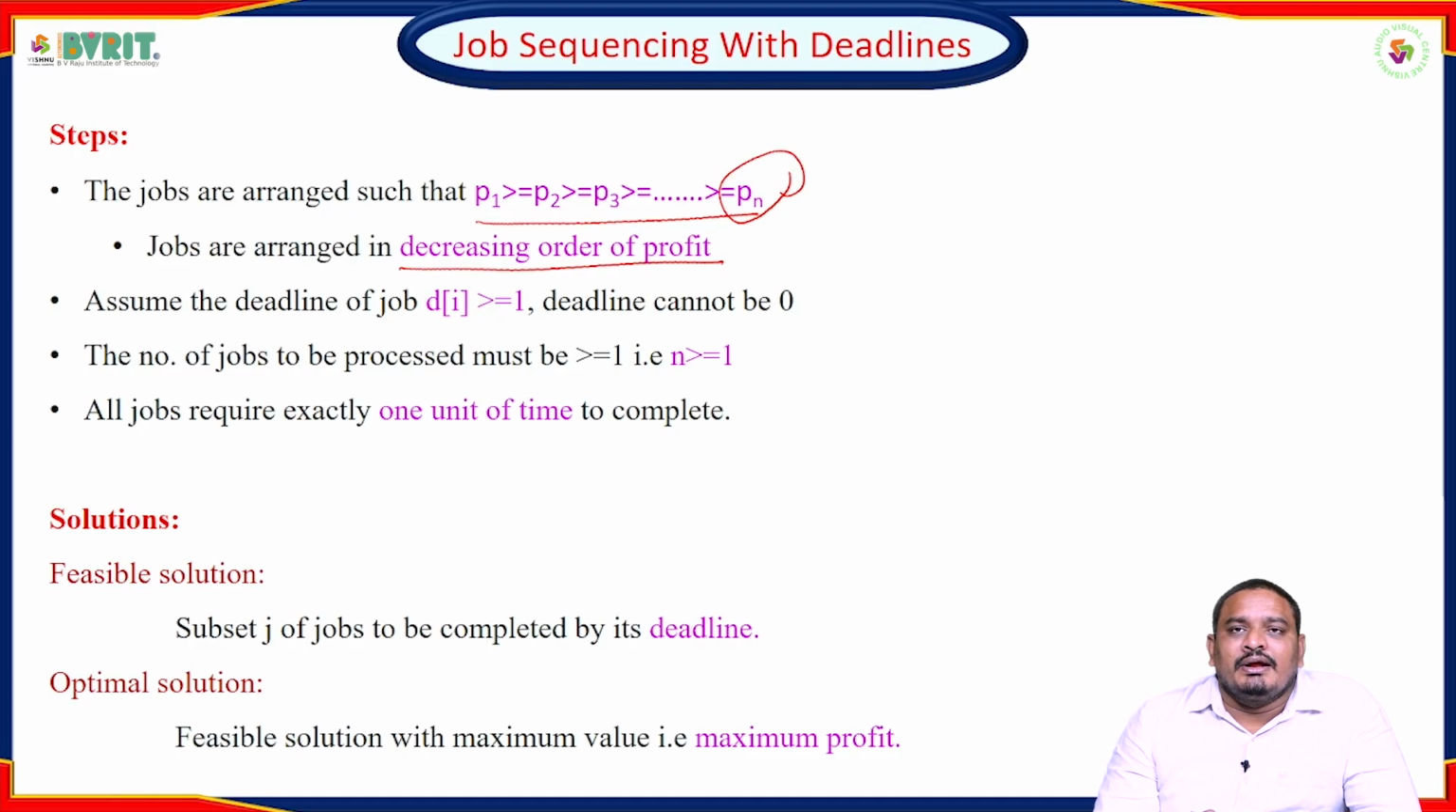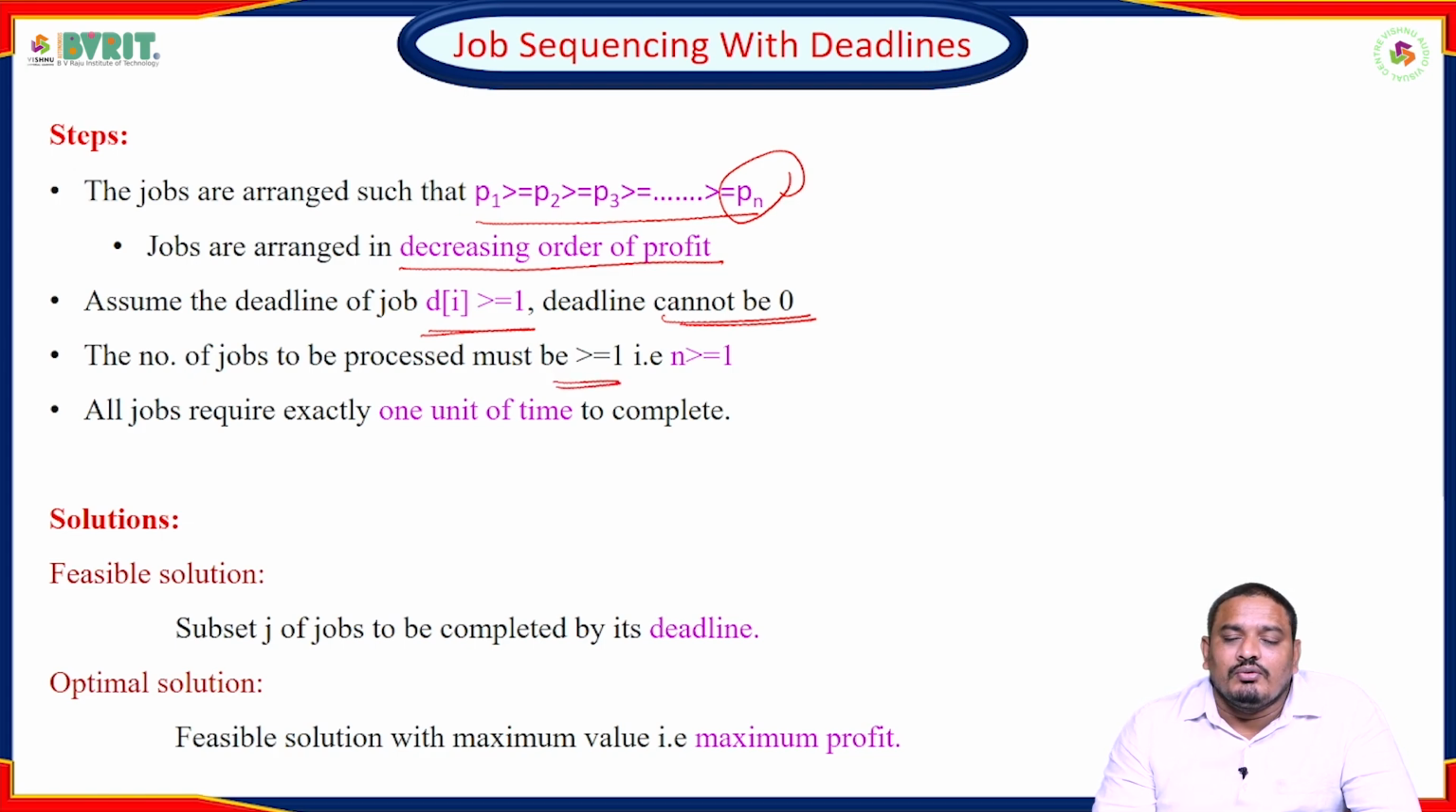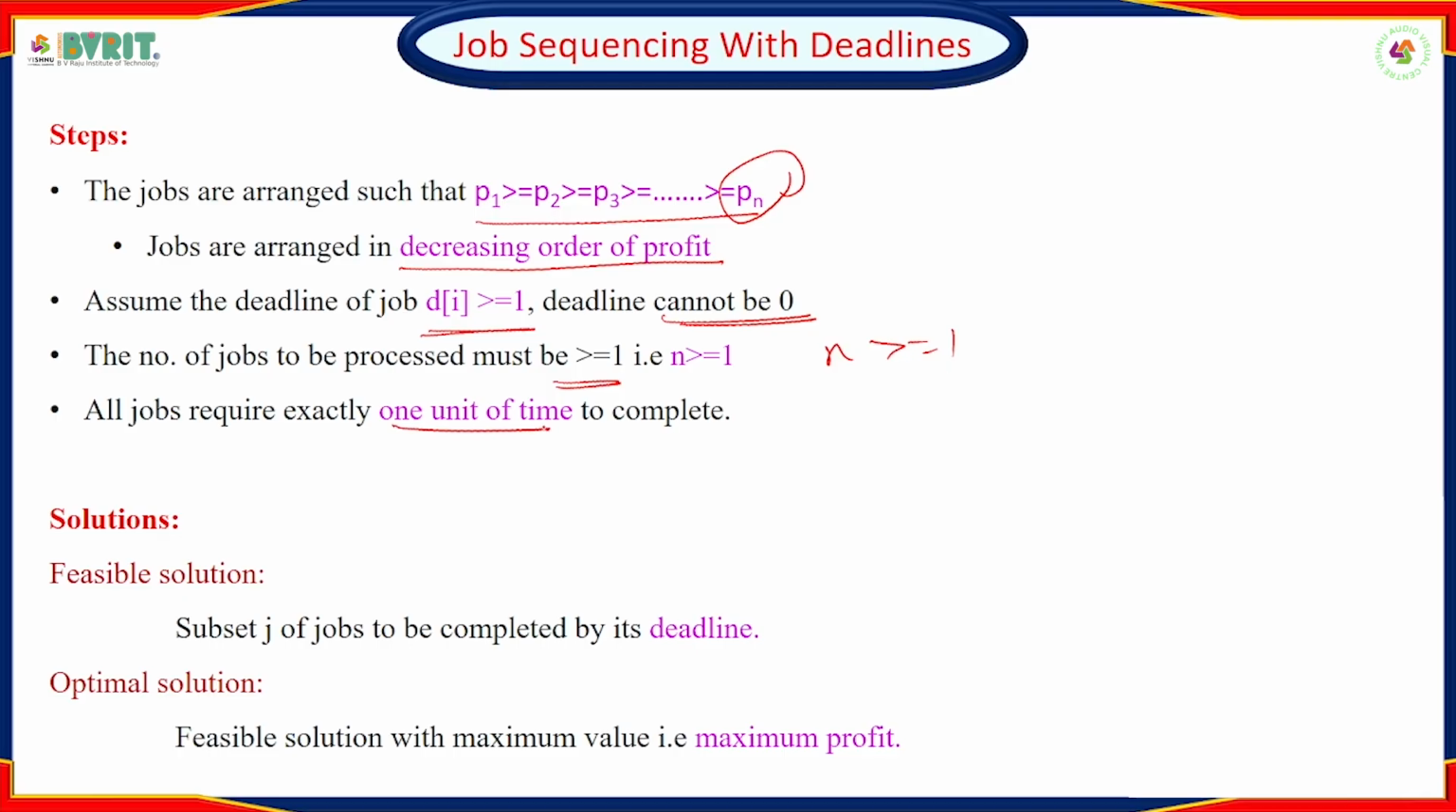Assume that the deadline of a job is greater than or equal to 1. The deadline cannot be 0. That is the second step. The number of jobs to be processed must be greater than or equal to 1, that means n is greater than or equal to 1. All the jobs require exactly 1 unit of time to complete. Those are the steps followed in job sequencing with deadline.